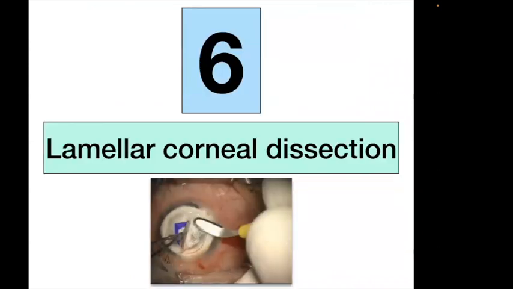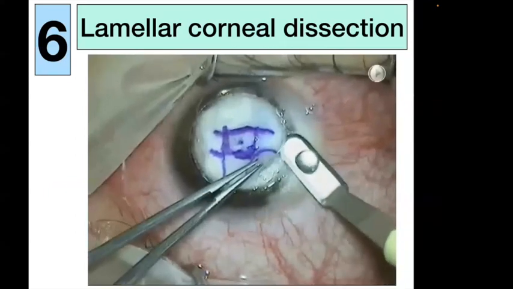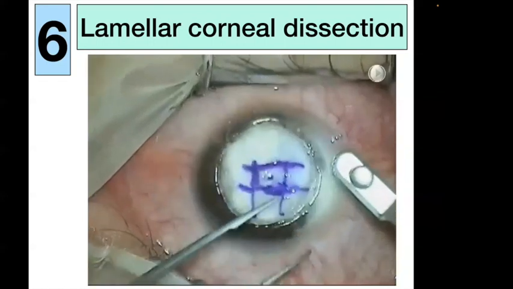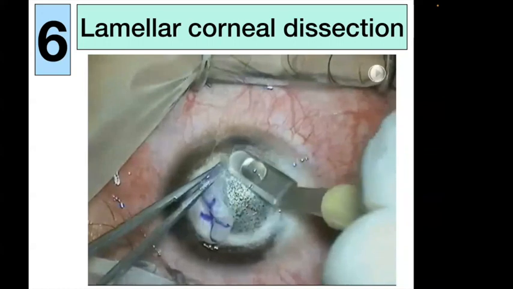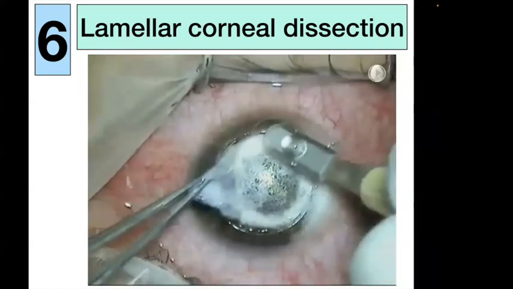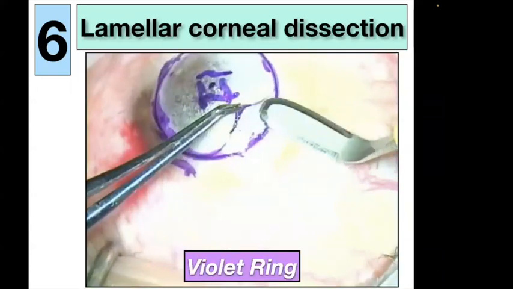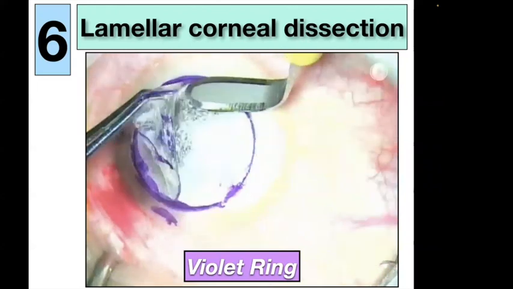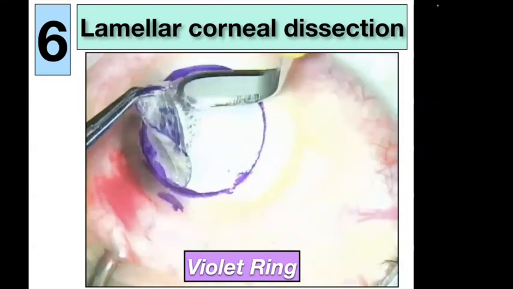The sixth step is the lamellar corneal dissection. This is the easiest step of the operation. You go for debulking of the stroma using a crescent knife. The aim of this step is to debulk the cornea to allow me for the second step, which is roof opening, as you will see now. Sometimes if you have a lot of whitening, to define the recipient cornea from the cut area, you may make a violet ring.